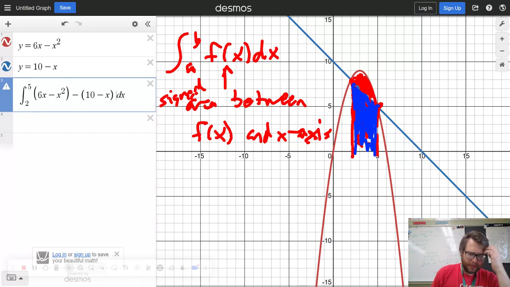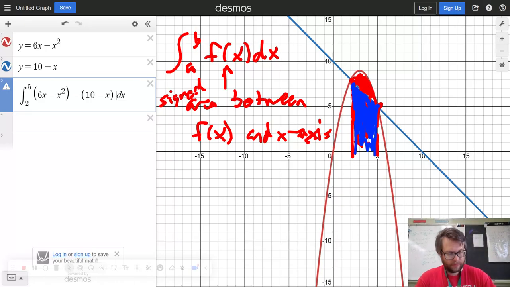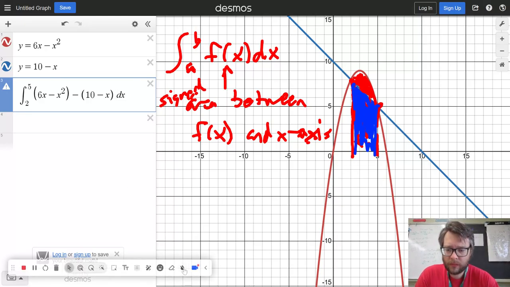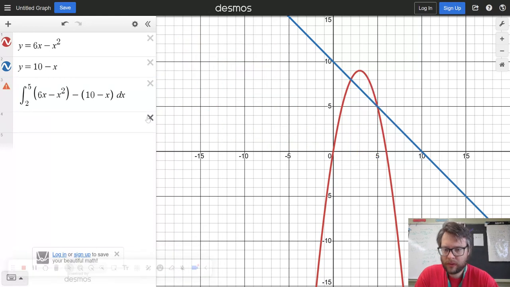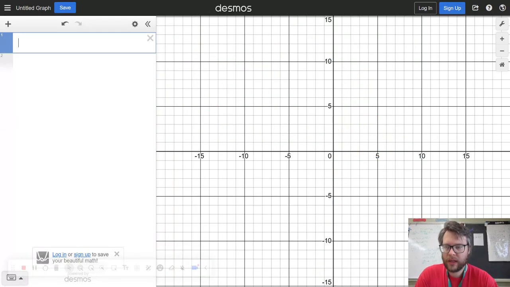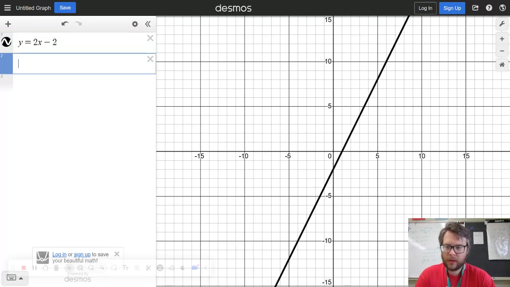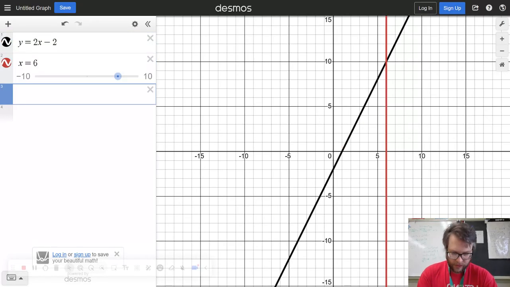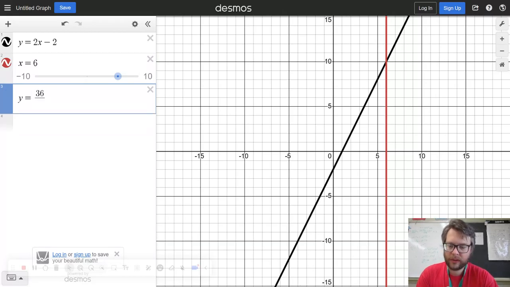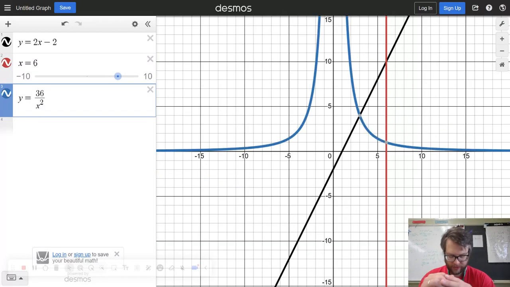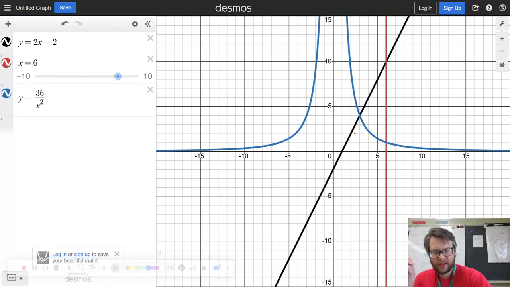So that's one example. Let's look at another example. On this other example, we've got y equals 2x minus 2. We've got x equals 6. And y equals 36 over x squared. And it wants us to find the area bounded by the x-axis, this line, and this curve. So it wants us to find this zone right here.